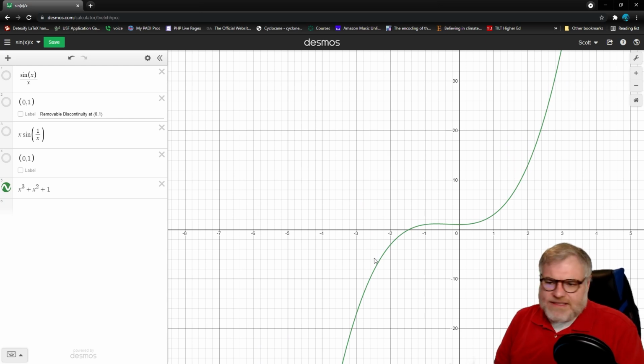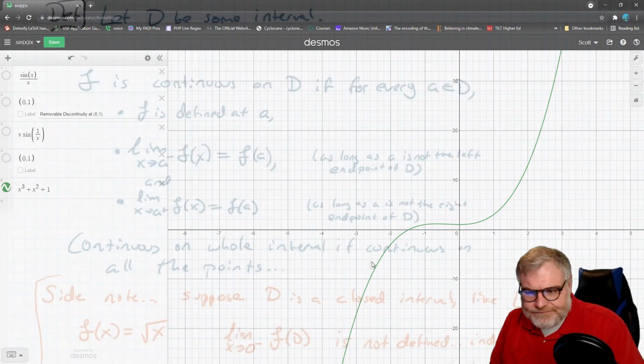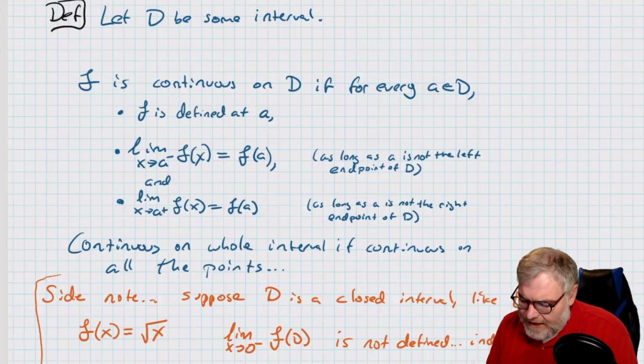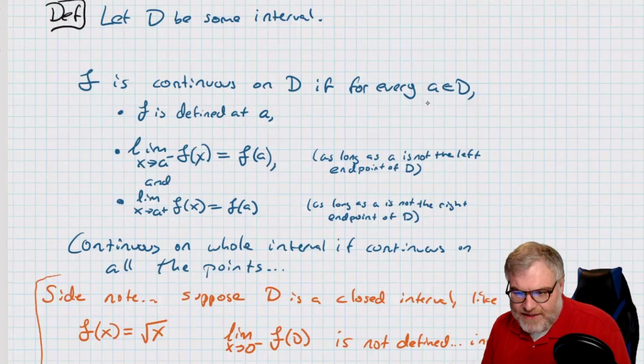And that's what I want to say. I want to say that f is continuous on the interval if for every x value a in D, f is defined at a, and the limit from the left equals the value of the function.